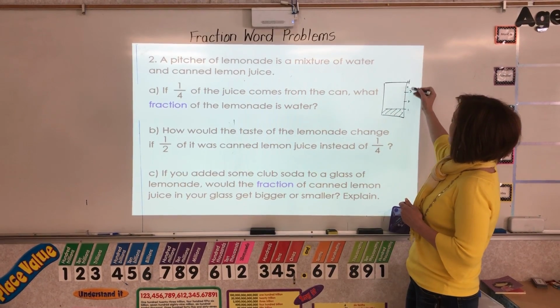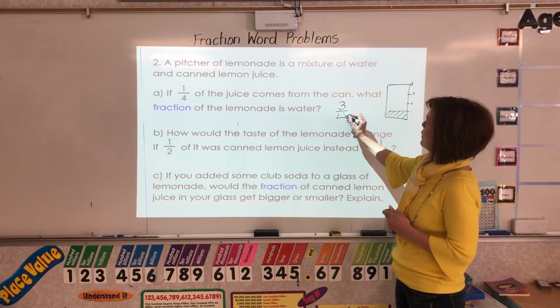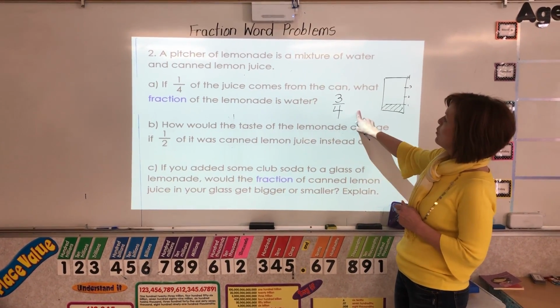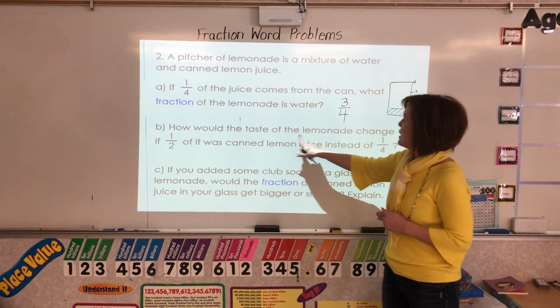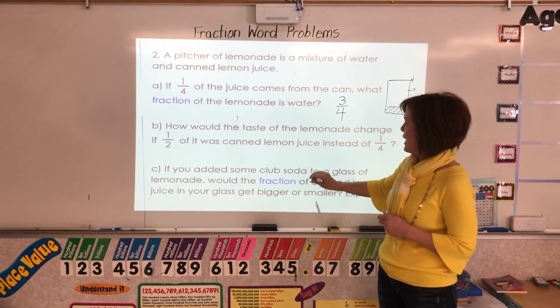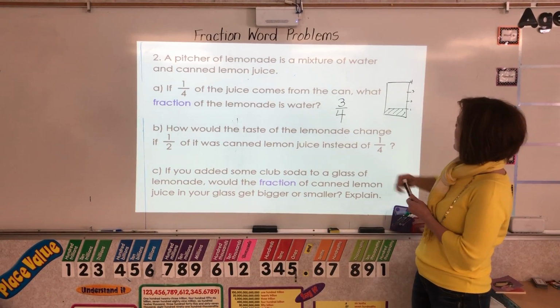So how many are left over that are water? And I can see it's 3/4 left over. And I would write that in a sentence. 3/4 of the lemonade is water. B, how would the taste of the lemonade change if a half of it was canned lemon juice instead of 1/4? So let's look back here.